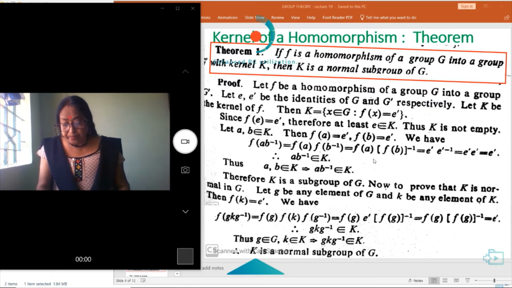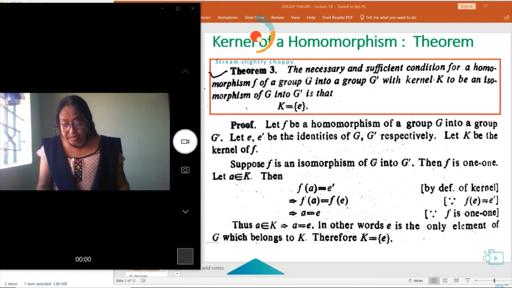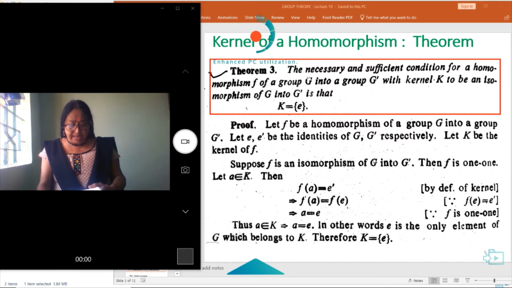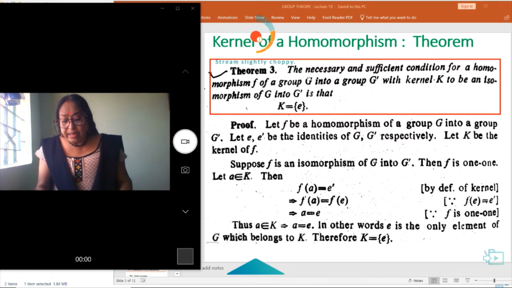Now, the next theorem. The necessary and sufficient condition for a homomorphism f of a group G into a group G' with kernel K to be an isomorphism of G into G' is that K is equal to the set containing only e. Let f be a homomorphism of G into a group G'. Let e and e' be the identity elements of G and G'. Let K be the kernel of f.